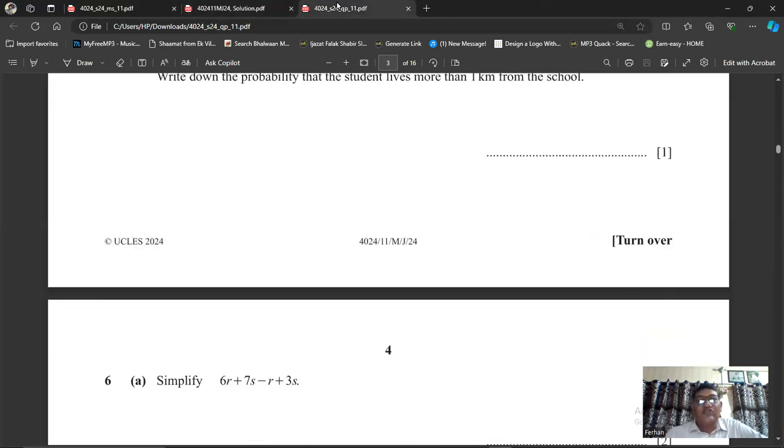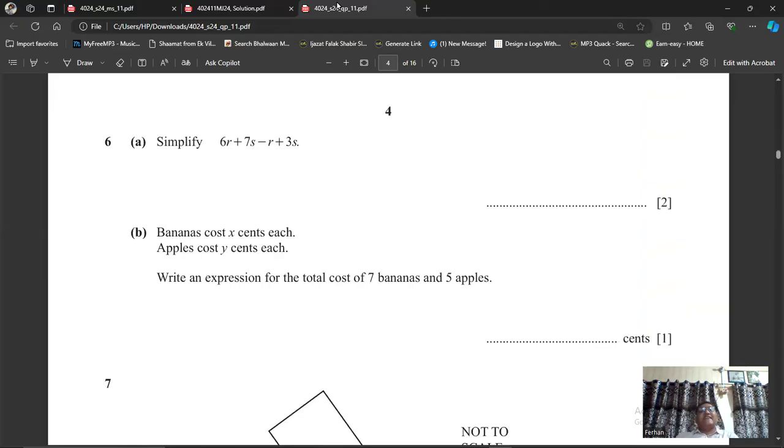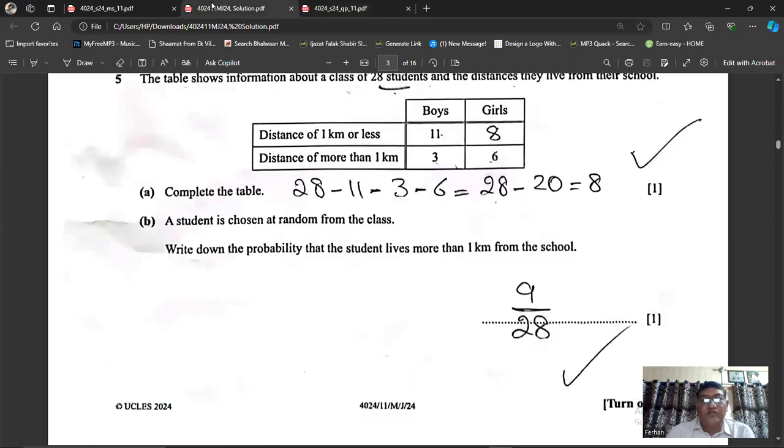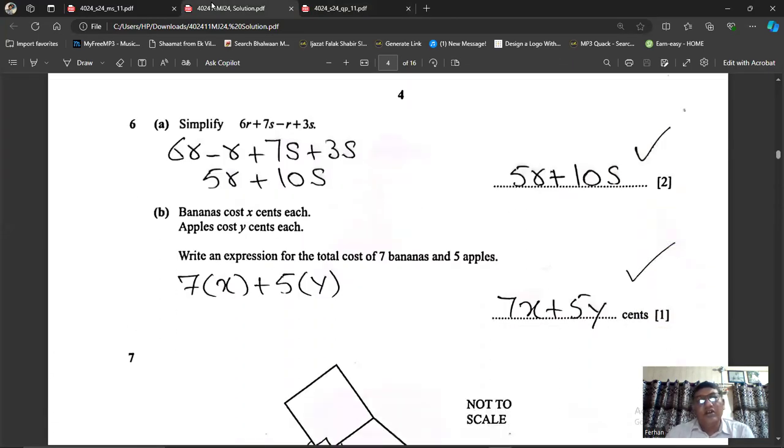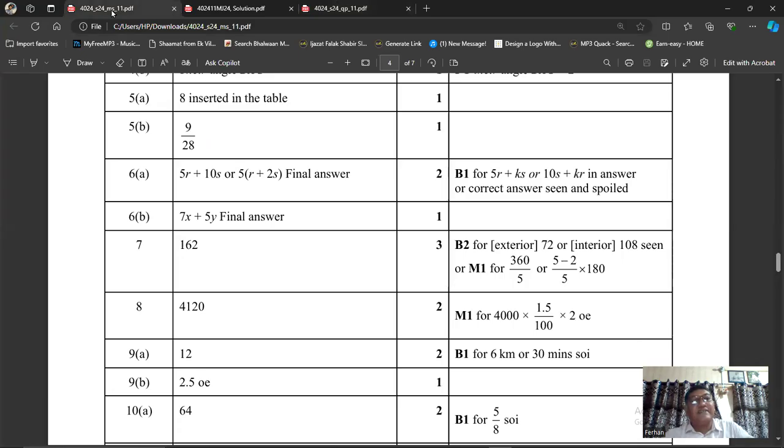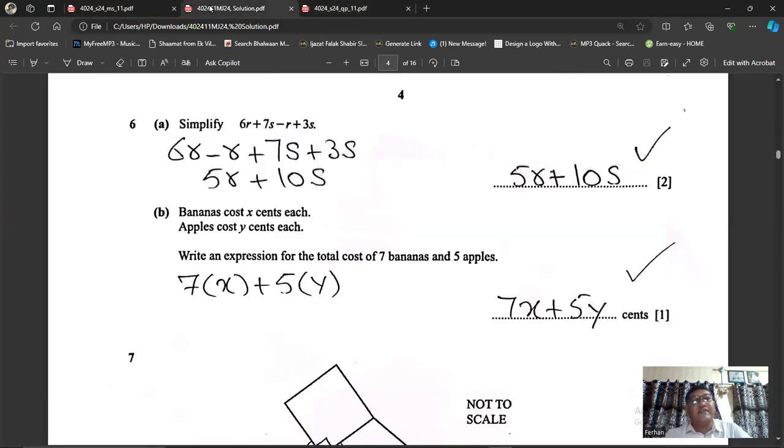So let's go to the next question. The next question is question number 6. It's A part. He says simplify. We have 6r plus 7s minus r plus 3s. So the r will be added, subtracted in the r, and s will be added, subtracted in the s. So what we will do, let me show you. So you will have 6r minus r plus 7s plus 3s. So 6r minus r, that is 5r plus 7s plus 3s, that will be 10s. So 5r plus 10s. 5r plus 10s is the right answer, sir.